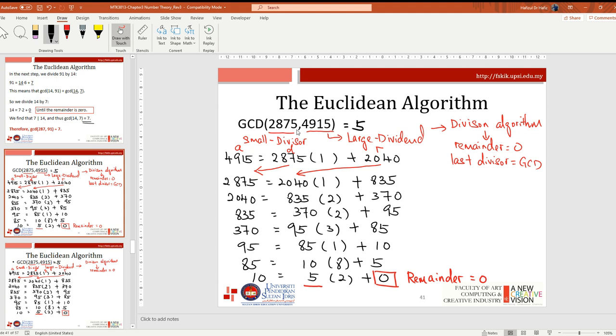Then 2875 and 4915, the GCD is equivalent to 5. Okay, we divide by the smaller divisor and the larger dividend. And then 2075 plus 875, and then the last one is a remainder of 0. Okay, this one is the Euclidean algorithm.